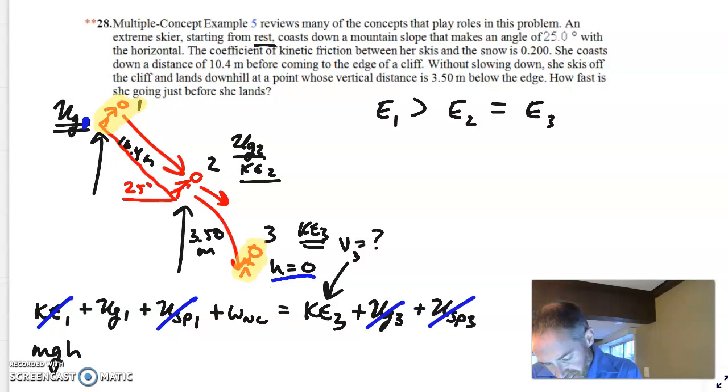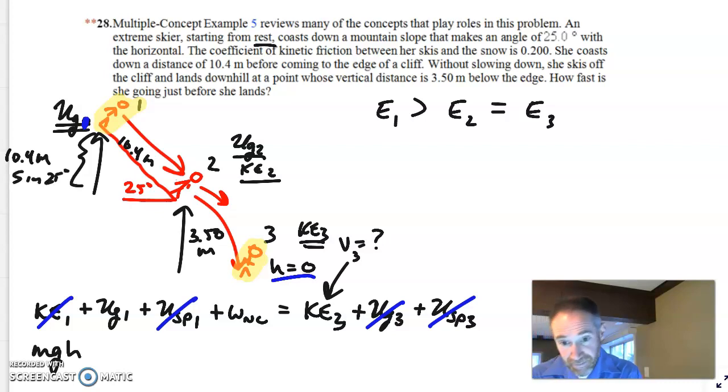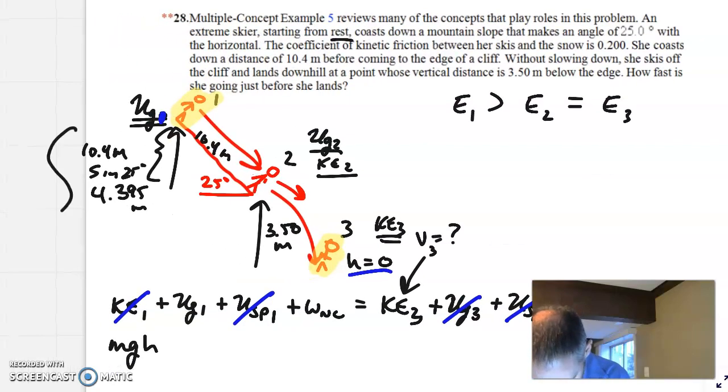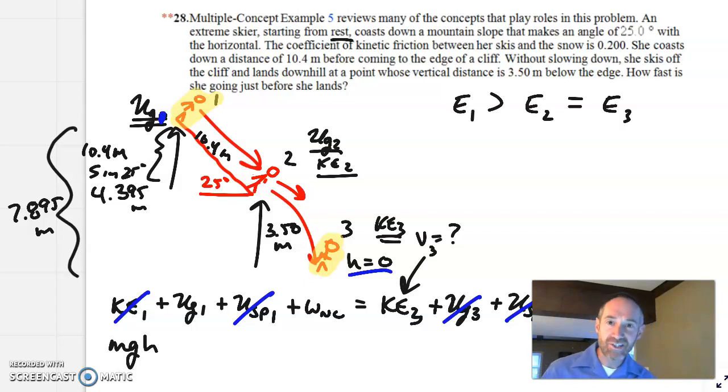Do you see that this height right here is 10.4 meters sine of 25 degrees? And if you do that, you end up getting 4.395 meters. So it looks like that's a total of 7.895 meters. So all of this, all the way down, 7.895 meters is how much height she ends up losing. Okay, so we have that.